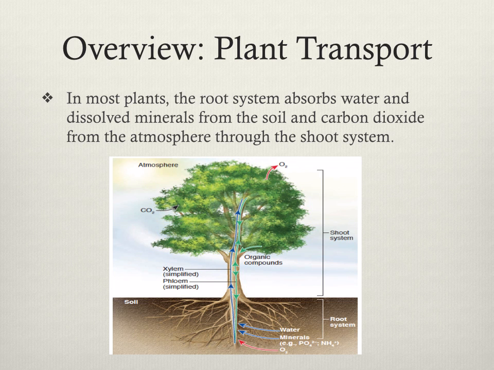First, let's begin with a general overview of plant transport. In most plants, the root system absorbs water and dissolved minerals from soil. The shoot system takes up carbon dioxide entering through plants via pores on the surface of leaves, called stomata, in addition to other structures that are above ground.